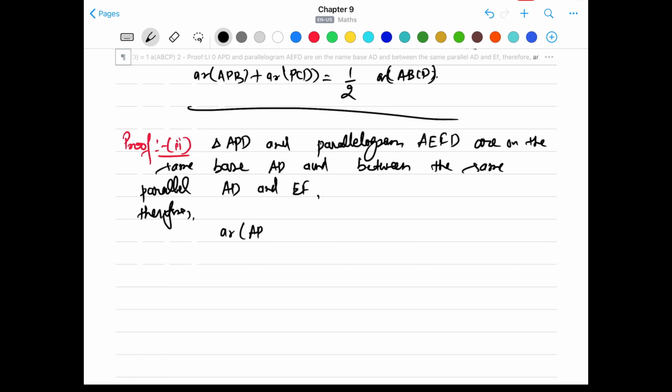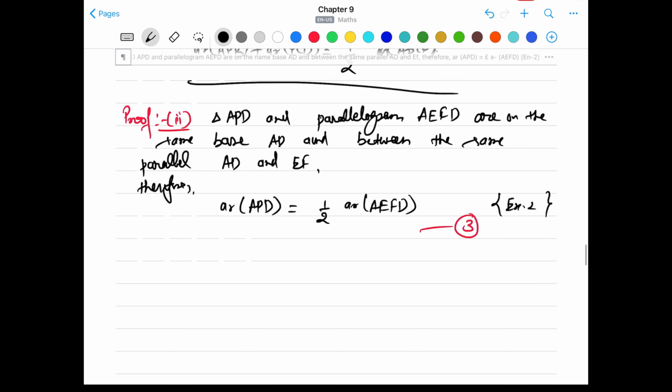Therefore, the area of triangle APD will be equal to half the area of the parallelogram AEFD. Let's name it equation number 3. The reason is again the same, the statement of example 2, which is when the triangle and parallelogram are on the same base and within the same parallels, the area of the triangle is half the area of the parallelogram. So we'll write similarly.